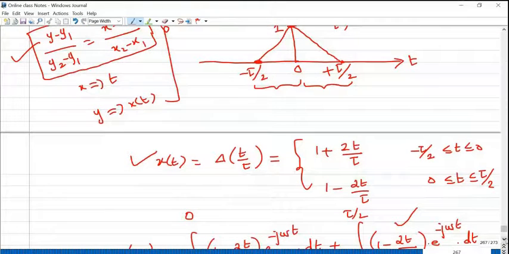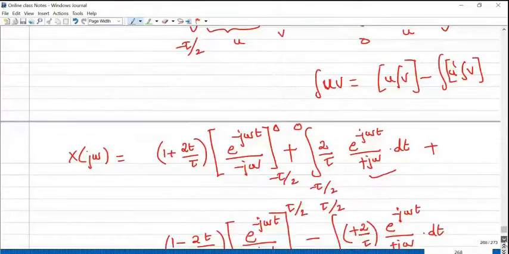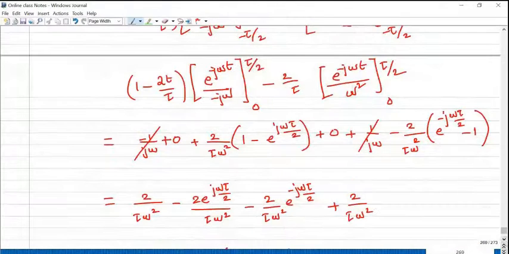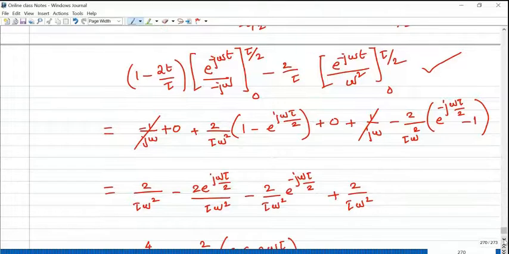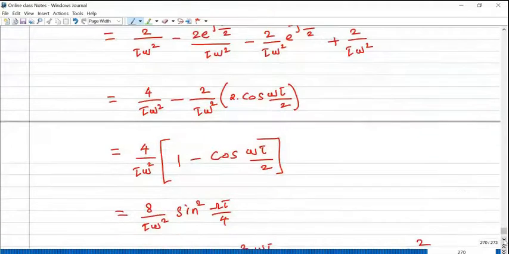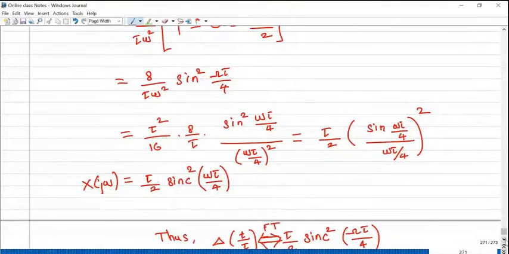Then apply it in the formula, do the integration carefully using the UV formula, and substitute your limits step by step. Up to this step, we have discussed in the previous classes. From that, I substituted the integration limits and solved, and finally I converted my result into the form of sinc function, sine theta by theta. In this example, it comes in the form of sine square theta by theta square. So my result is tau by 2 sinc squared of omega tau by 4.